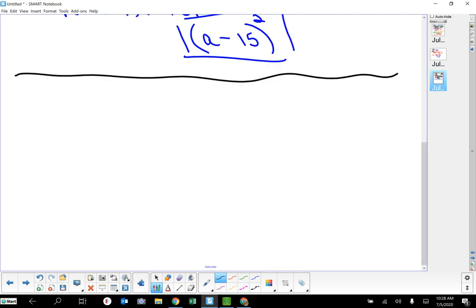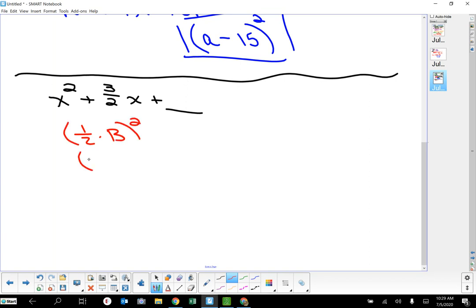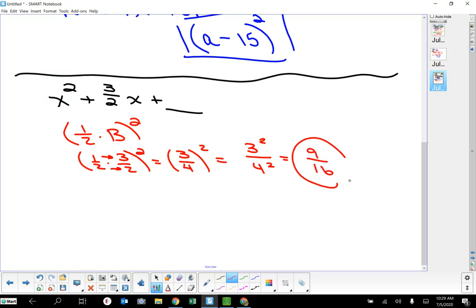So this one, let's say you have x squared plus 3/2 x plus a blank. All right, well, you're going to take 1/2 of b and square it. Well, 1/2 of 3/2. Remember, when you multiply fractions, you multiply straight across. So this is just 3/4. And then you're going to square it. And that means you have 3 squared over 4 squared. Just square the top, square the bottom. So you have 9/16. And that would go right in there.